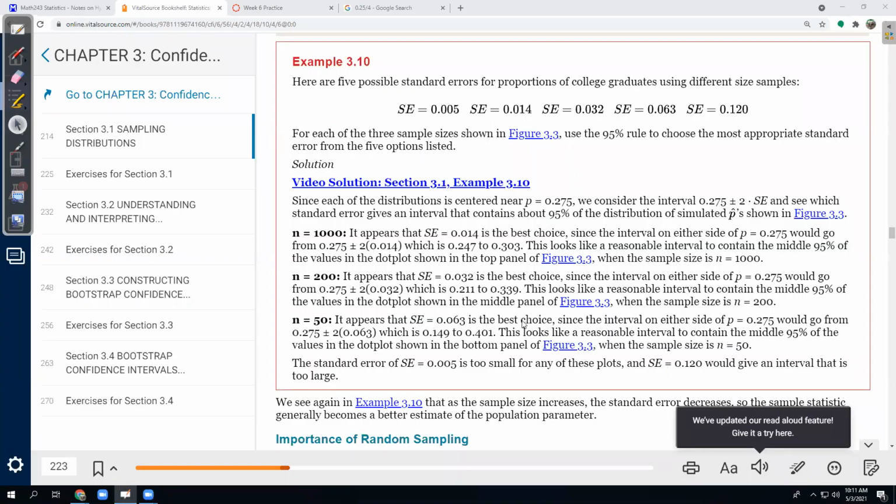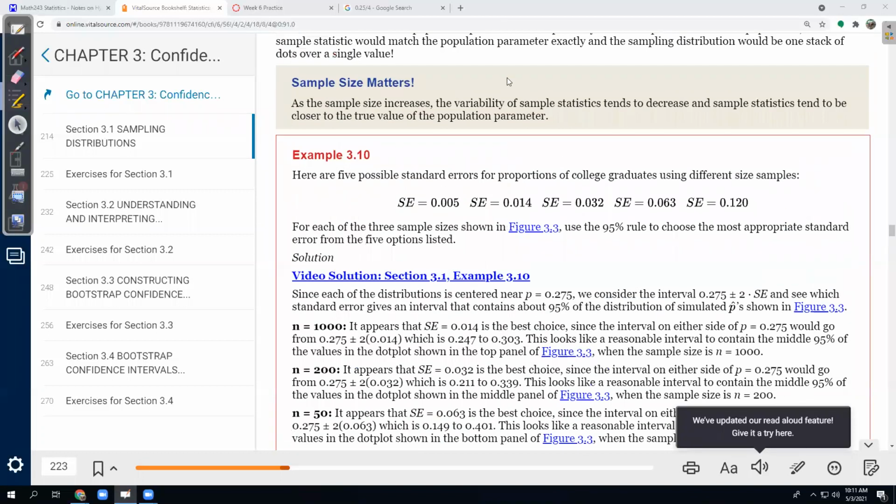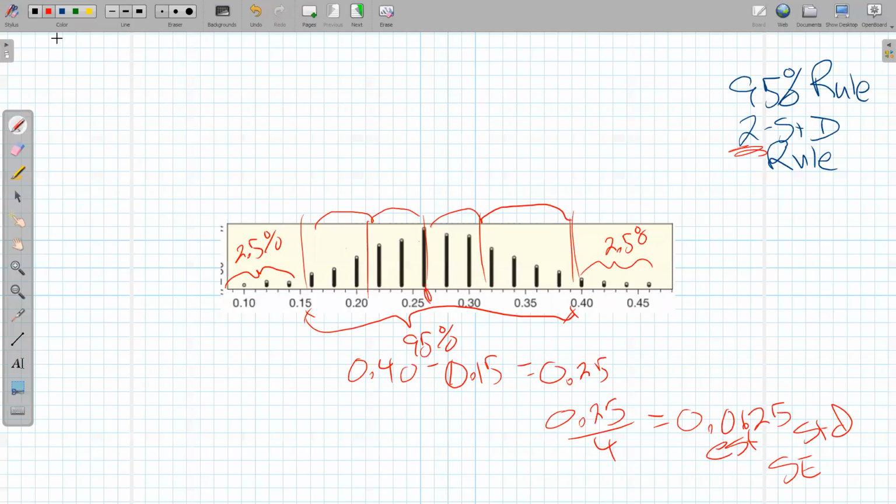And this is their explanation. I find it a little easier to draw a picture and figure that out. So they're saying about 0.063. I was thinking 0.0625. We're both in the ballpark on that one right there. So if we try that on the 200 one, let's give that a shot for fun.